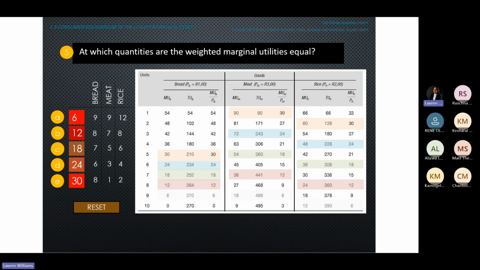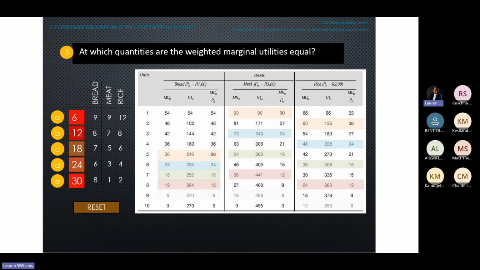Okay, so we can look at option A. There's a 6. So now we're looking at the weighted marginal utilities being equal to each other. There at the bottom you can see the 6. So 6, 6, and 6. That is 9 units of bread, 9 units of meat, 12 units of rice. Things would still be outside of a budget if that was the case.